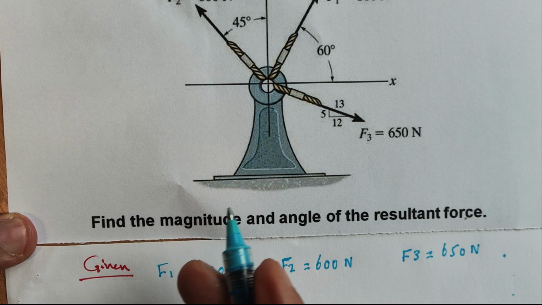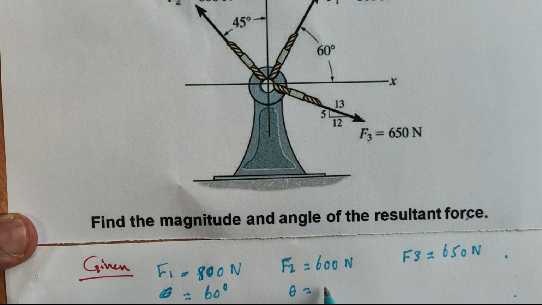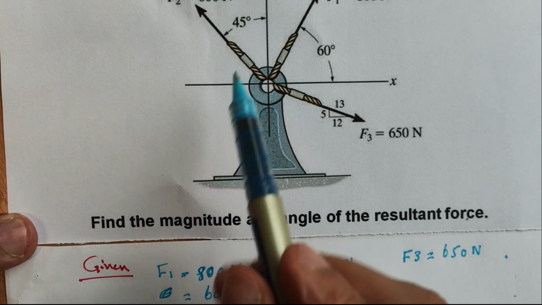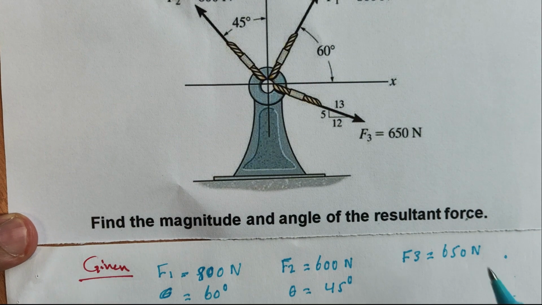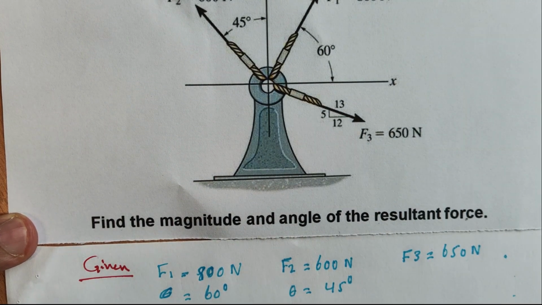Looking at their directions, for F1 we are given theta equal to 60 degrees from the positive x-axis. For F2, theta equal to 45 degrees, again from the negative x-axis. For F3, we've been given a special triangle, 5, 12, 13.